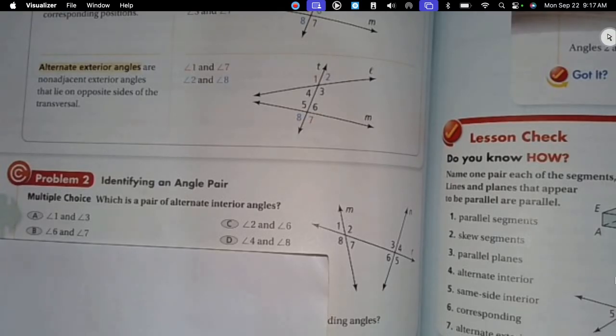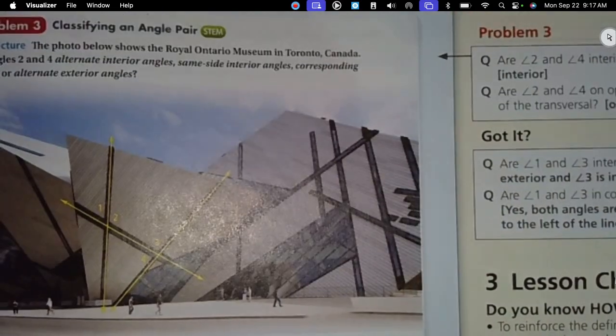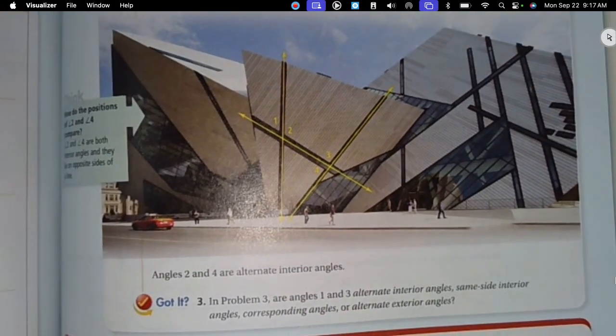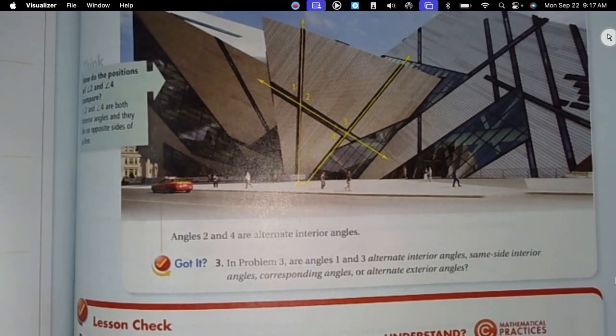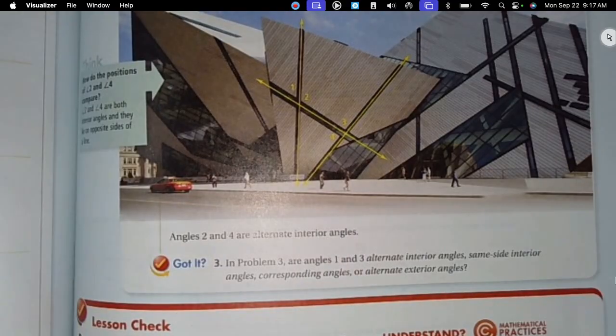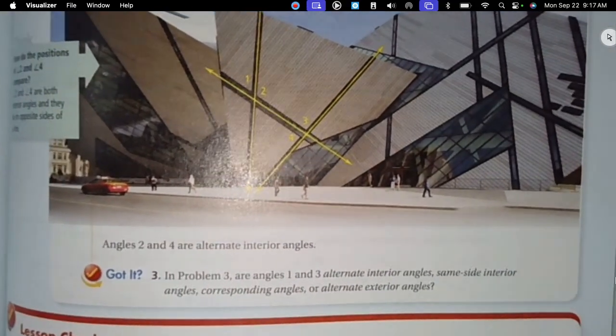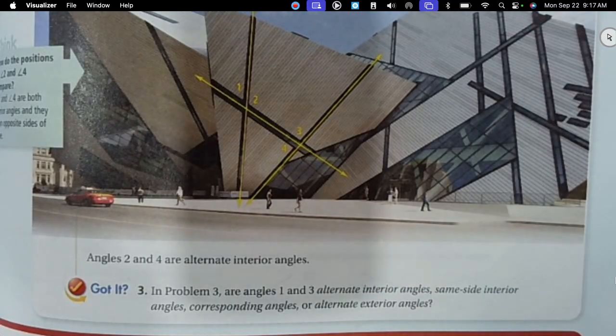Okay, let me see. This is the same thing. They just make this picture with this building. I don't know if you can see the numbers, but here they are. 1, 2, 3, 4. Maybe if I turn that light off, you can see the numbers. Yeah, maybe a little bit better.